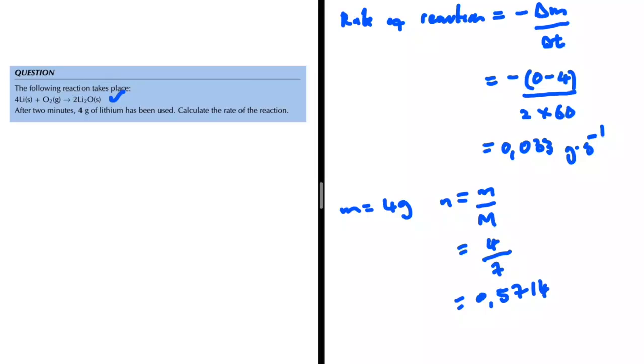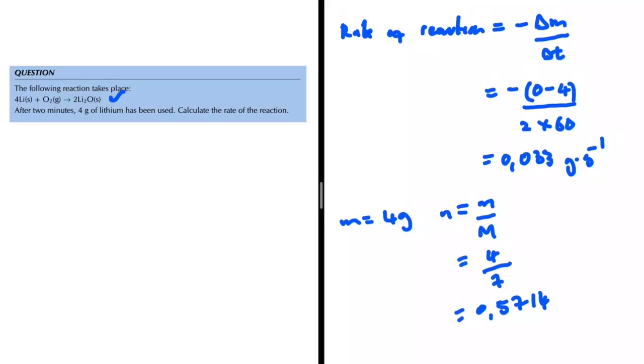0.5714. Right. So before you get to the final answer, you want to round off to 4 decimal places. And only when you get to the final answer will you round off to 2 decimal places. So there we go. We have the number of moles of lithium that we used in that 2 minutes.